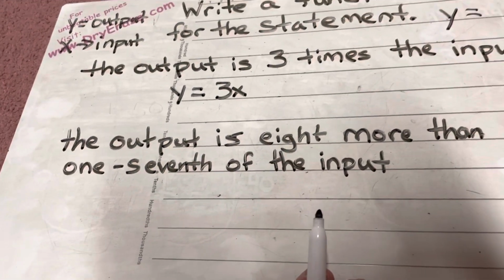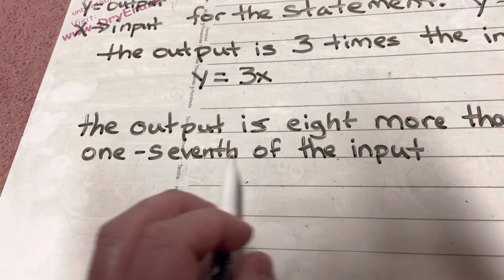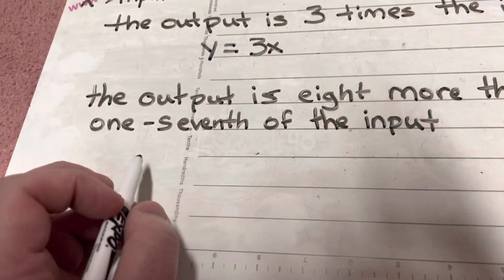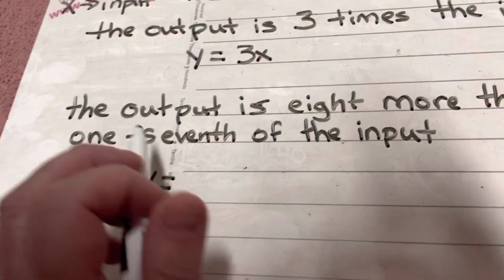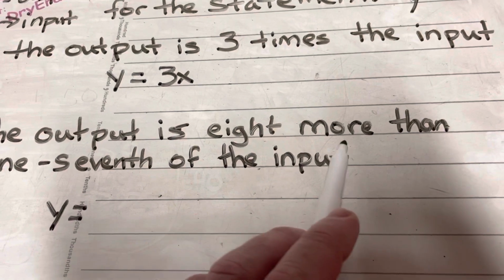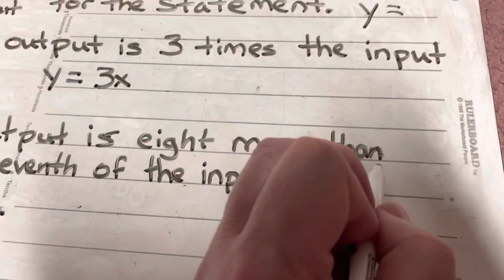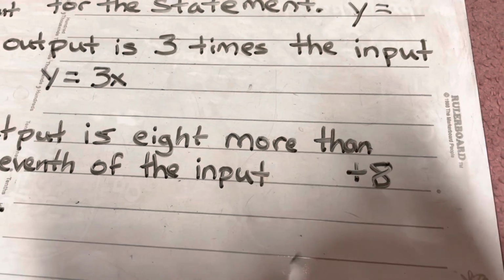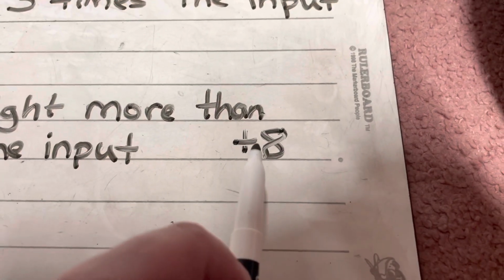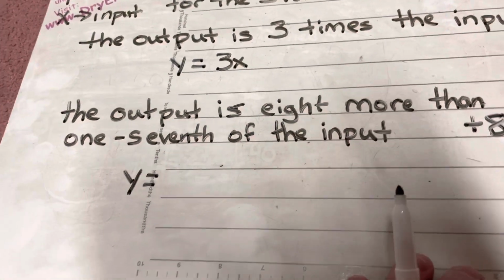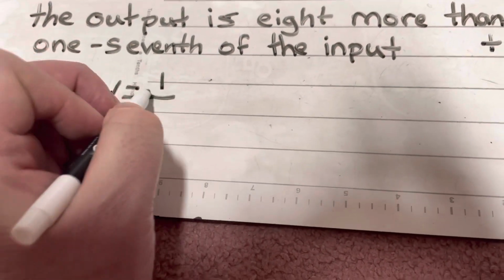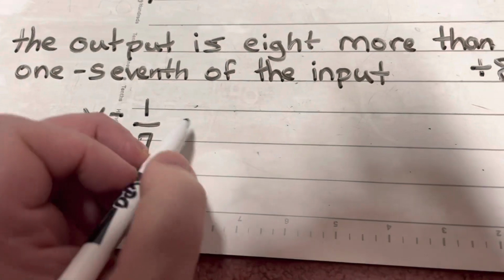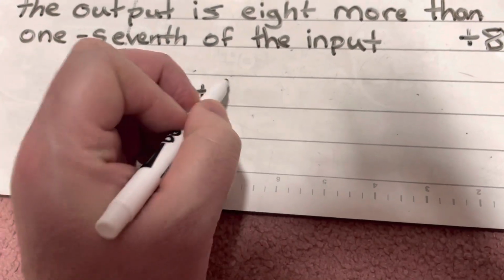The output is 8 more than 1/7 of the input. Now, it's very important that we do exactly what it says. Now, it's always y equals. The output is. When it says 8 more, that means somewhere in my function or in my equation, however you want to think about it, it needs to say plus 8. That's 8 more. We're going to add 8 to it. And it says then 1/7 of the input. Now, to get 1/7 of the input, that's taking the input and multiplying it by 1/7. So it's 1/7x plus 8.